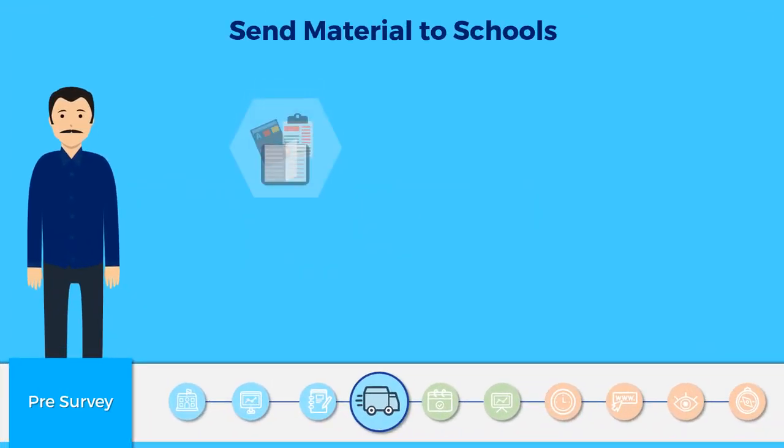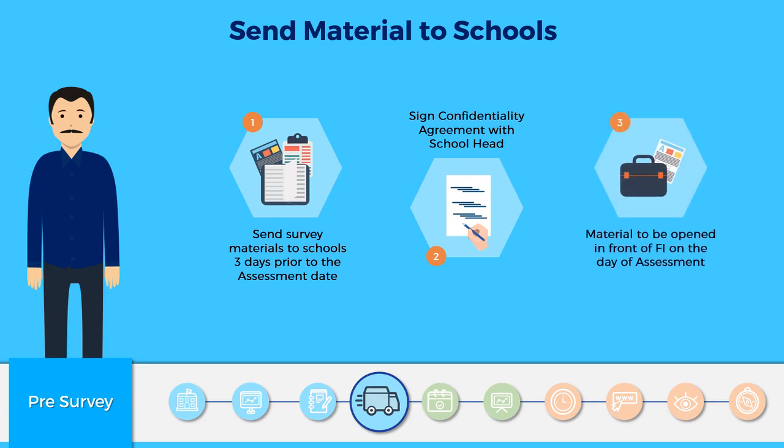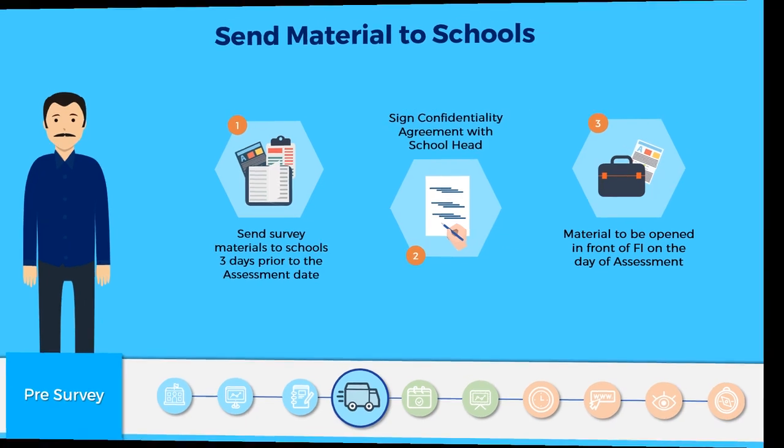Further, District Coordinator will share survey materials 3 days prior to the date of survey by inviting the principal or headmaster to his office. Ensure the packets of survey materials are arranged as per sample school and mediums of instruction. Before giving the material, DC has to get the school principal to sign and submit a confidentiality agreement. The seal of test material will be opened in front of the field investigator on the day of survey. If FI is not reaching the school on the assessment day, then the head teacher should inform DC.